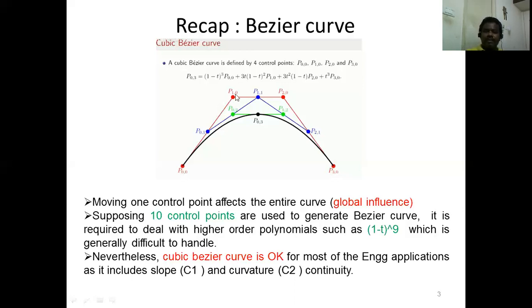And if I change the location or position of one particular control point, say P11 here, the shape of the entire curve is going to change. It has global influence, whereas the curve we are discussing today, the B-spline curve, has local control. This is global control, that one is local control. And we have already discussed the kinds of continuity, C1, C2. In order to have C2 continuity, we have to have a curve of third order.